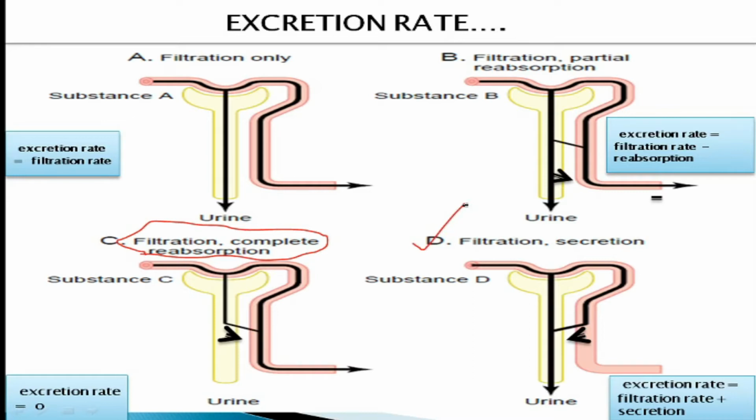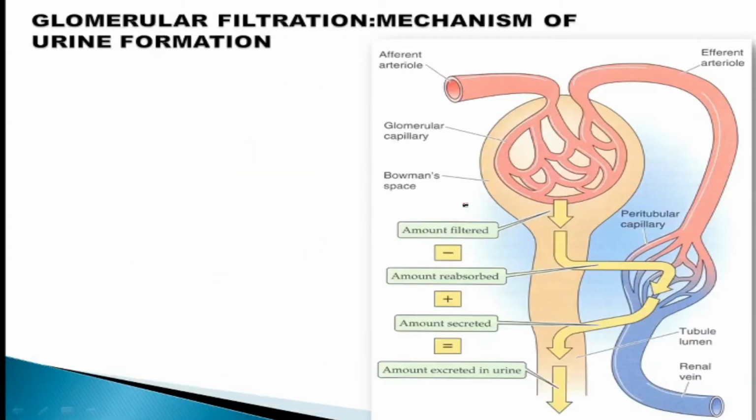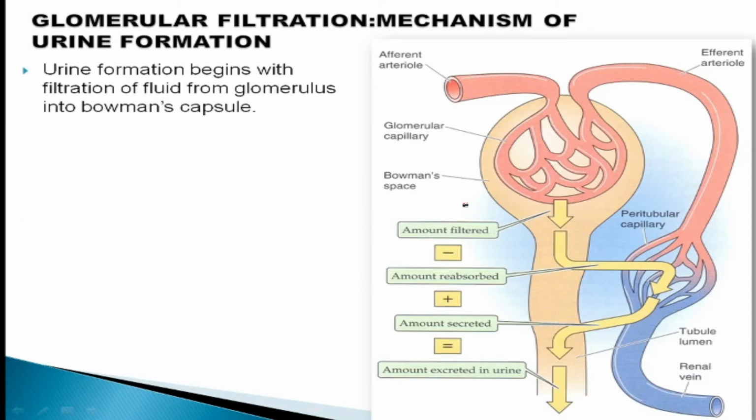One thing I would like to make clear at this point is that reabsorption refers to the transfer of a substance from the tubular lumen into the capillaries so that it will not appear in the urine, and secretion refers to the transfer of a substance from the capillaries into the tubular lumen so that it appears in the urine. Okay.